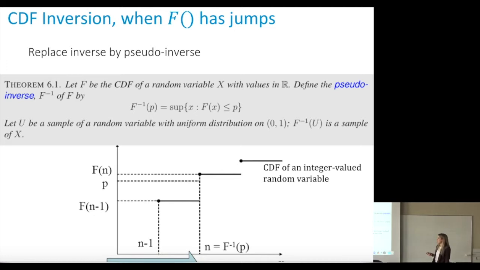And then, as we did before, we have u that is given by the random number generator, a sample from the uniform distribution between 0 and 1. And we just evaluate the pseudo-inverse at u. So we have p, we set u, and this is a sample of the random variable x that follows the distribution f, that is a distribution with jumps. Okay? And now we will see how we'll apply this to integer valued random variables. So we will try to apply this theorem here.